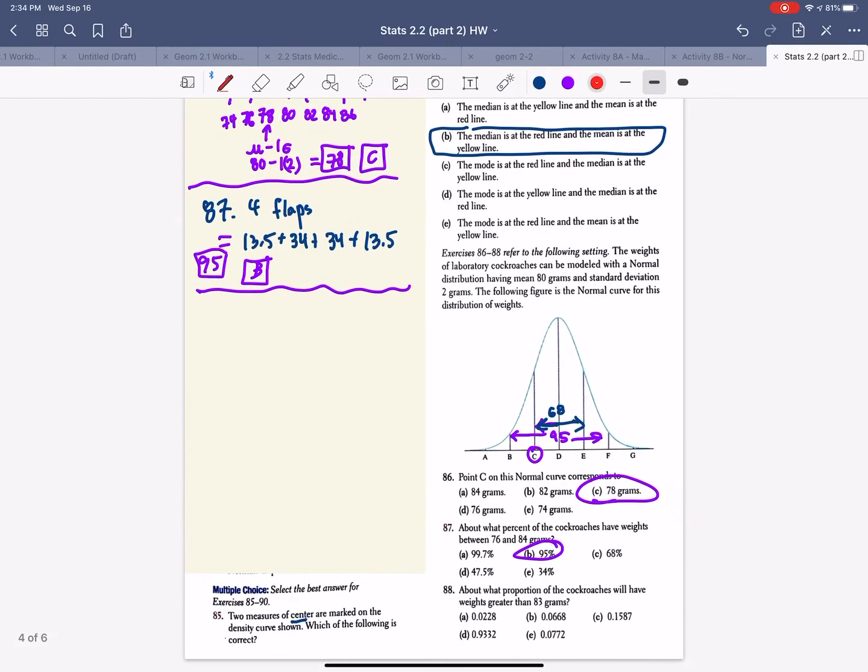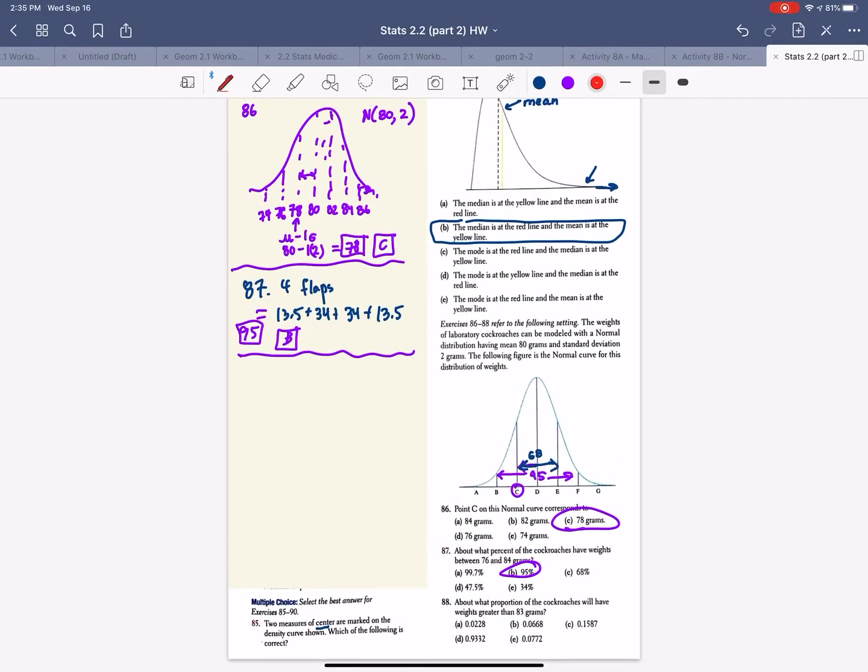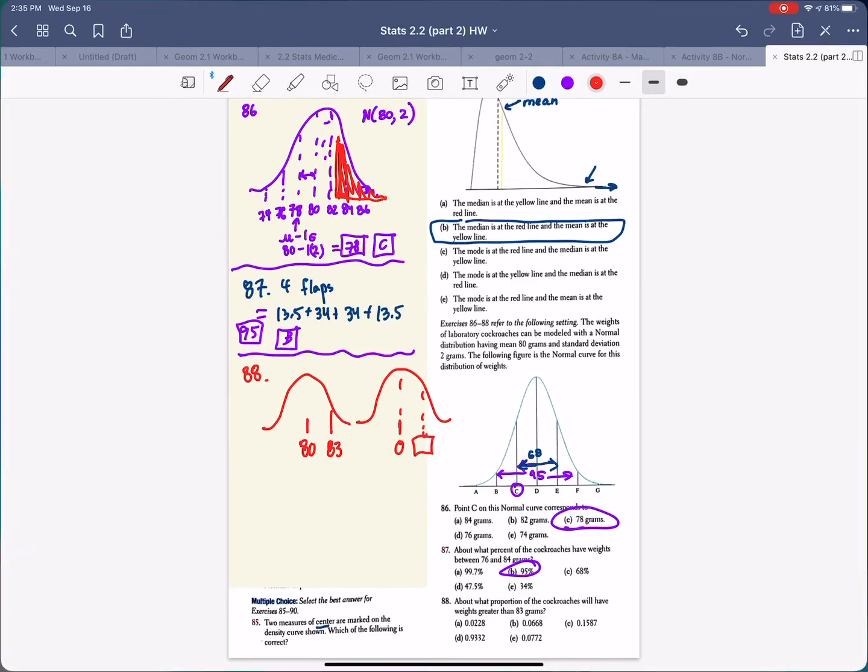All right, 88. About what proportion of cockroaches will have a weight greater than 83? So now we got problems. We got to use a different method because it doesn't fall right on a flap, right? So we got to use the other method here. So I'm going to make my graph 80 and my value is 83. Now I have to find out if I do my standardized graph 0, what is the z-score here? How far above the mean is this relative to the standard deviation? Okay. So we should be able to find the z-score here.